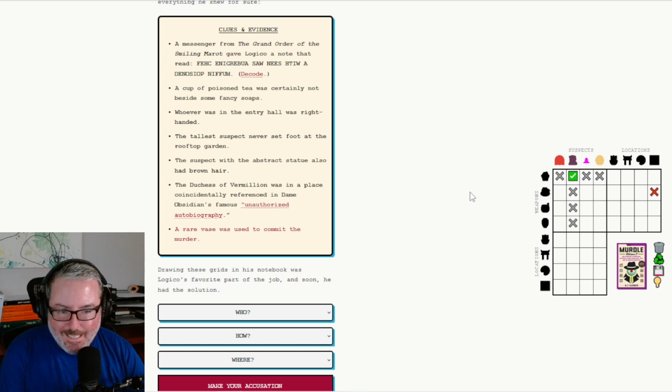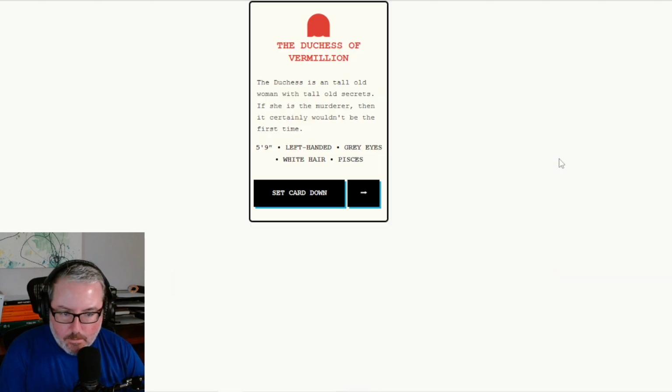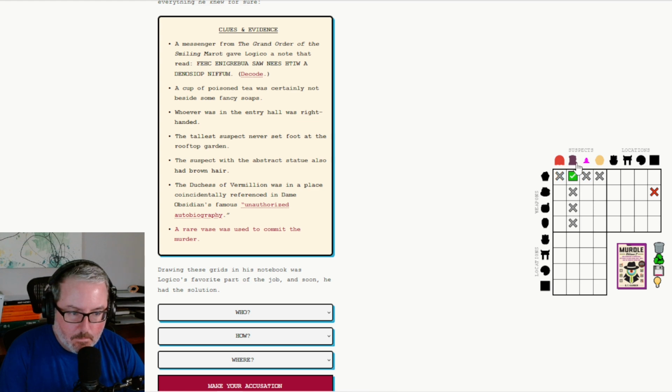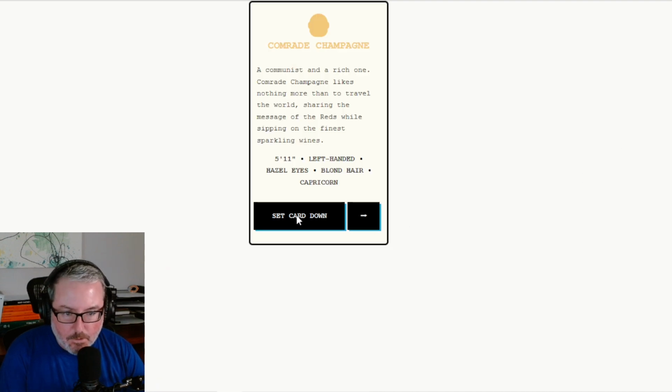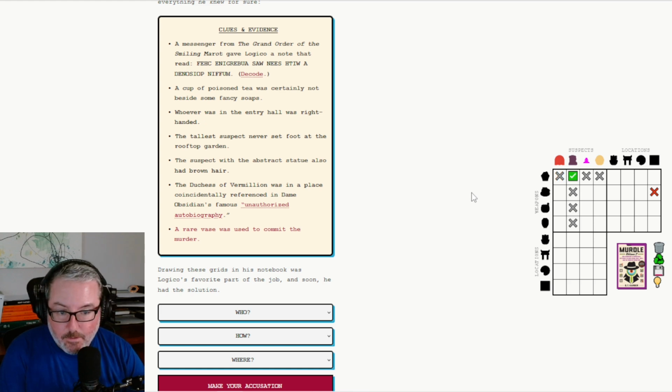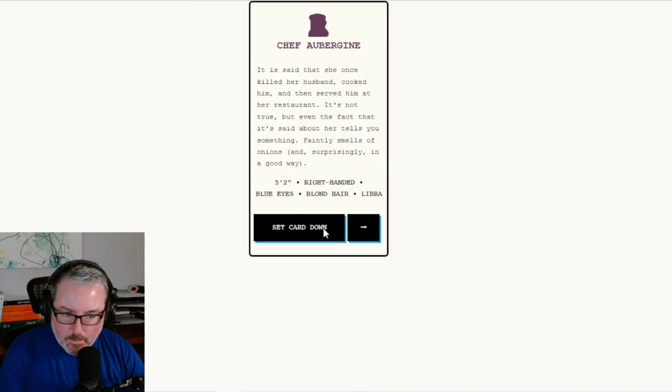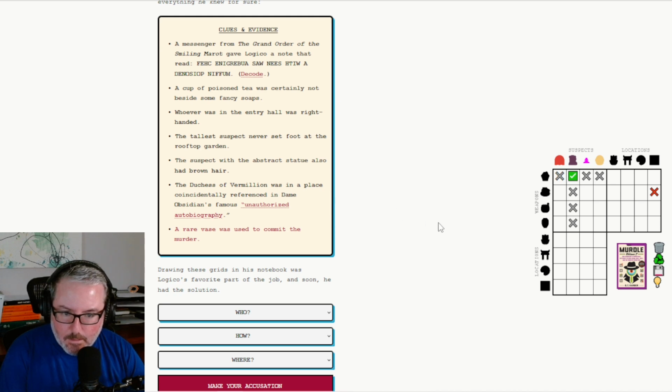Then we've got whoever was in the entry hall was right-handed. All right, now we've got to see who's right-handed. Not the Duchess of Vermilion. Could have been Chef Aubergine. Not Agent Fuchsia. And not Comrade Champagne. So surprisingly, there's only one right-handed person here. It'd usually be the opposite way around. So we know then that Chef Aubergine, as the only right-handed person, was in the entry hall, which I think was this one, yeah. So let's put those in. And we can put this in to finish that bit up for Chef Aubergine.